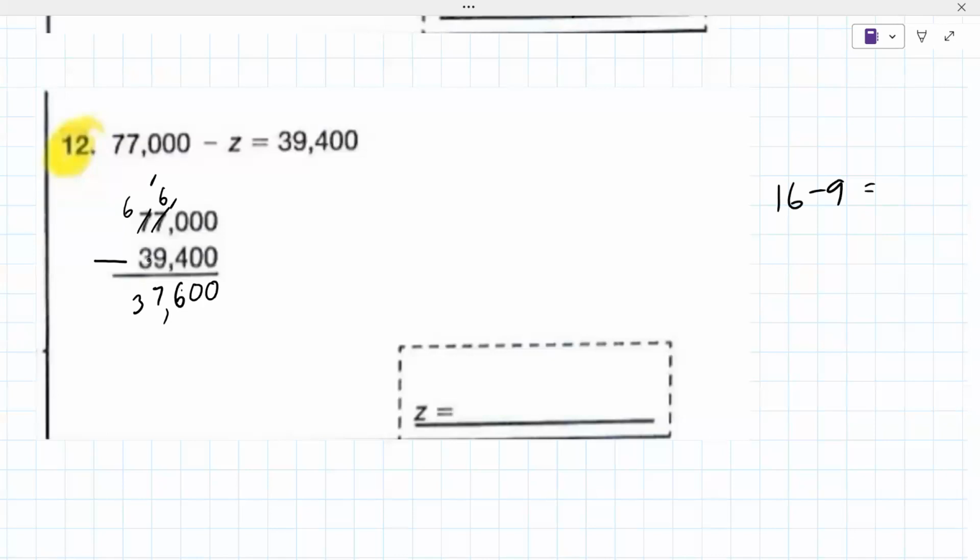So really close. I think you said 38,600. Okay. So you're off by 1. Do you see the difference between what I did and what you did with the borrowing? Yeah. Okay, we're going to do another problem like this. I borrowed correctly. I just didn't subtract 16 minus 9 correctly. Yeah, we'll just do another one. No big deal here.